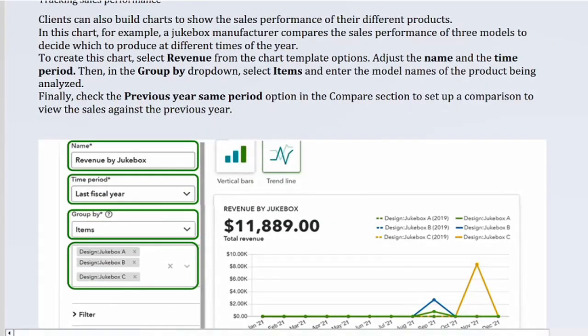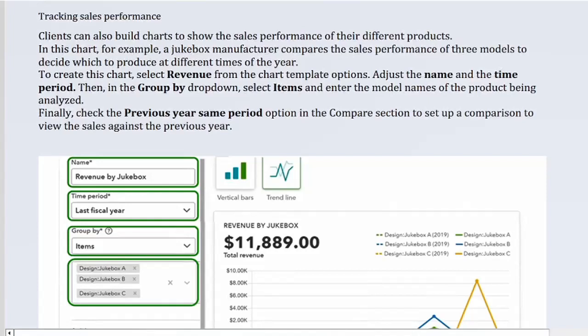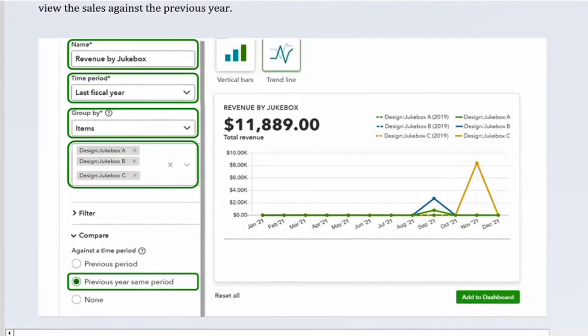Tracking sales performance. Clients can also build charts to show the sales performance of their different products. In this chart, for example, a jukebox manufacturer compares the sales performance of 3 models to decide which to produce at different times of the year. To create this chart, select Revenue from the Chart Template options. Adjust the name and the time period. Then, in the Group By drop-down, select items and enter the model names of the product being analyzed. Finally, check the Previous Year Same Period option in the Compare section to set up a comparison to view the sales against the previous year.